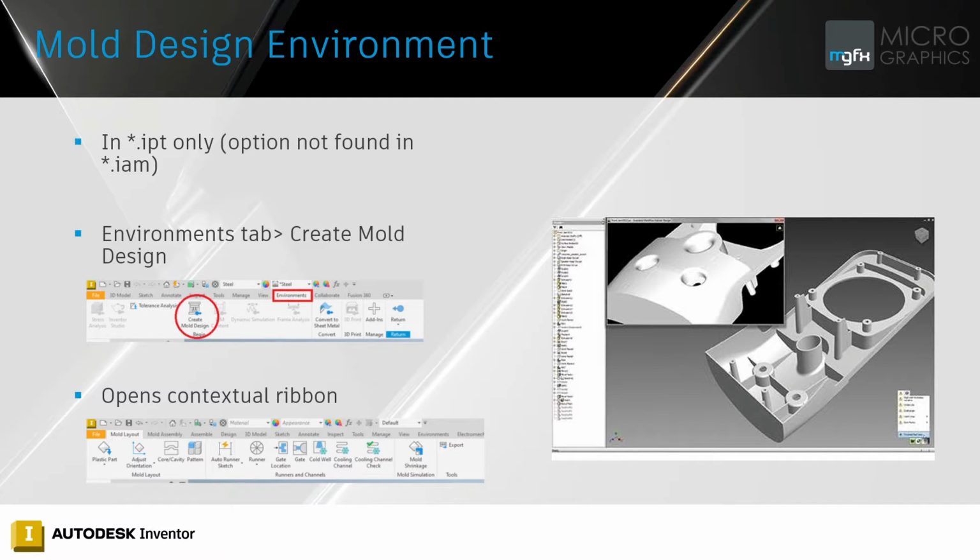Right, so go open the individual part that you would like to make a mold for, and then you'll find under the environments tab your create mold design. Once you click on that, you'll find that it opens a contextual ribbon with a bunch of extra tabs that you haven't seen before. One will be called mold layout and the other will be called mold assembly.